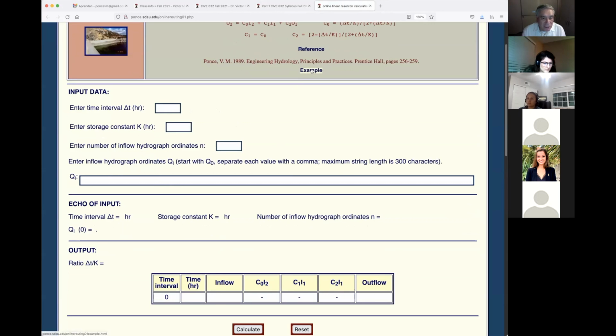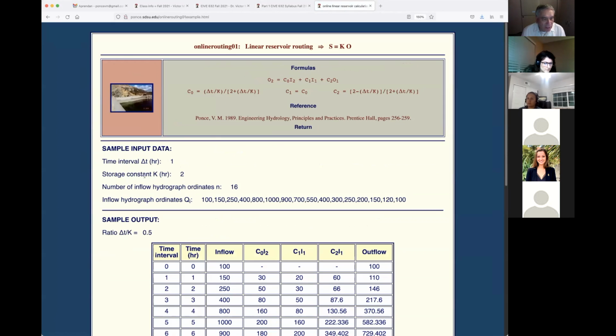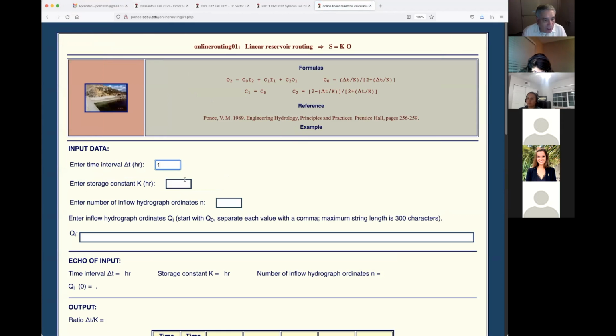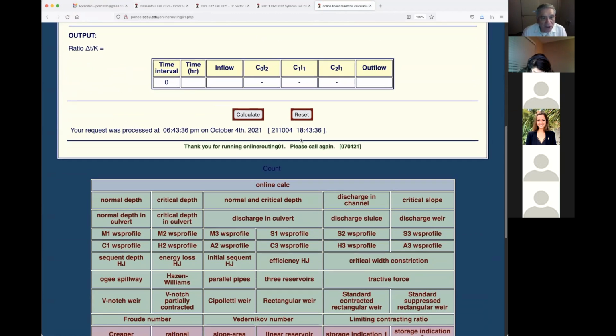But in here, I'm going to run the example. The example says the time interval is 1, the storage constant K is 2. This delta T over K has to be less than 2, so I cannot run a time interval of 2 and K of 2, because it will be a problem. So 1, 2, 16, and this series here is the inflow hydrograph. Copy, return, 1 for delta T, 2 for K, 16. And then I'm going to paste my record in here. Cool. Okay, I got the record pasted.